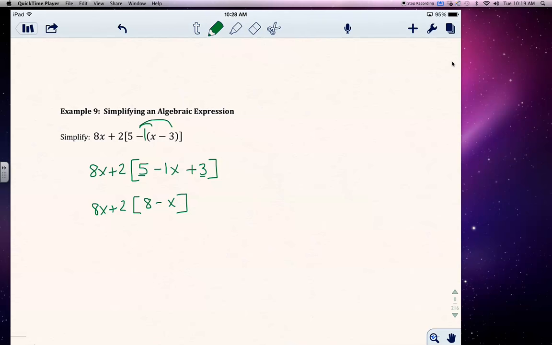There are no more like terms inside the bracket, so I'm going to go ahead and get rid of the bracket by using the distributive property. So I have 8x plus 16, because 2 times 8 is 16, minus 2x, because 2 times the -1x is a -2x. Okay? And I'm not done until all my like terms have been combined. These two are like terms right here. So now I have 6x plus 16. Again, 16 plus 6x is also an acceptable answer.